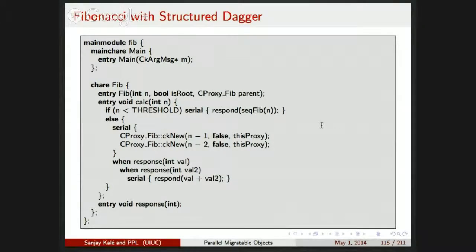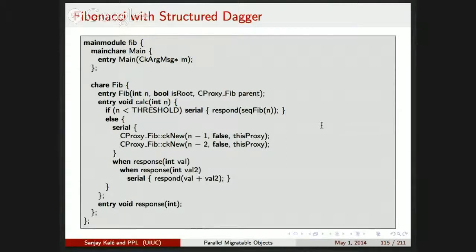And now we have this driving calc method in the SDAG portion. In calc, we receive the Fibonacci number we're supposed to calculate, n. If n is less than our threshold, so this also ties in some of the grain size stuff Harshitha mentioned, then in serial we'll just compute the Fibonacci sequentially and respond with that. Otherwise, in serial, we will create our 2 children chars, and then after we create them, we just wait for 2 responses.